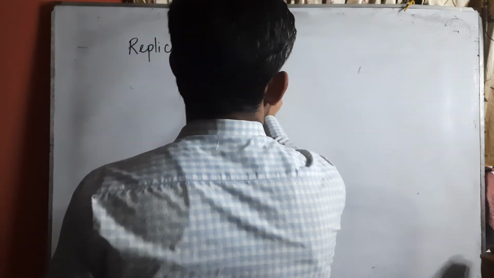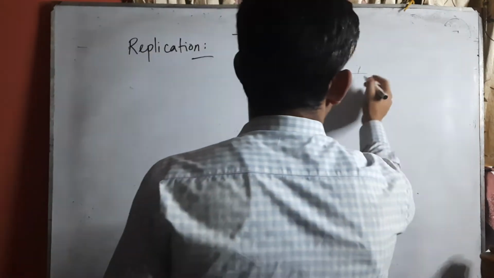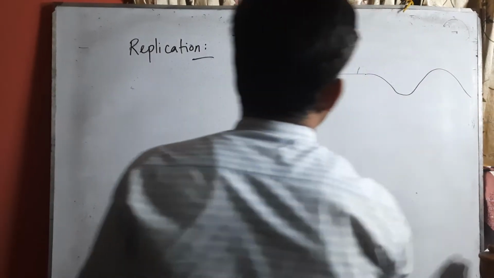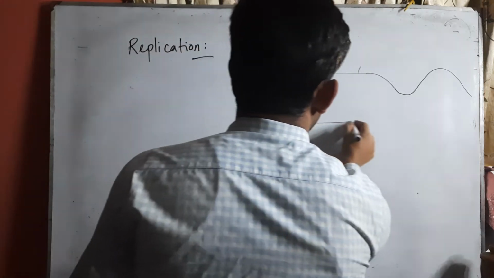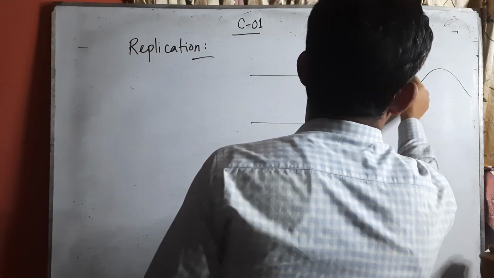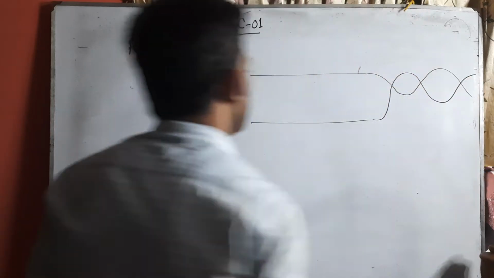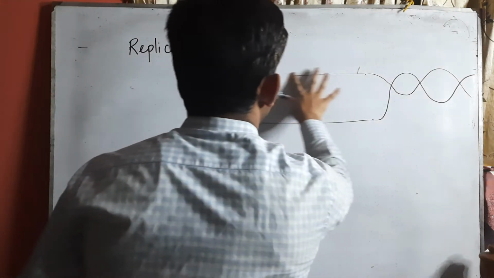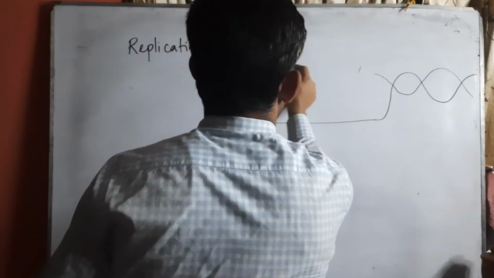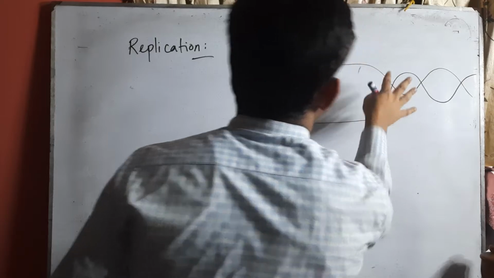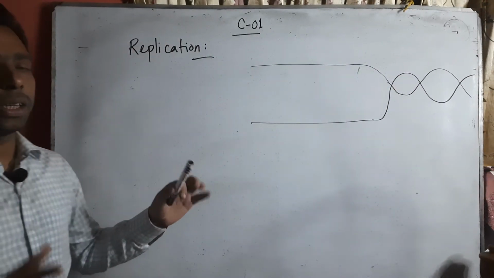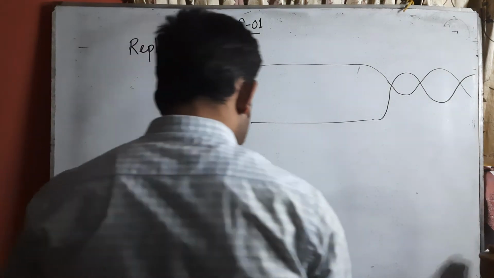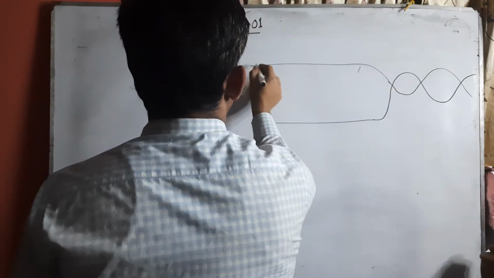Before that, we will draw the figure, so please follow me to draw it. I will draw it in a small form. Yes, in this way I just draw a shape like that. So follow me, my dear students. In this way we will try to understand the process of replication.